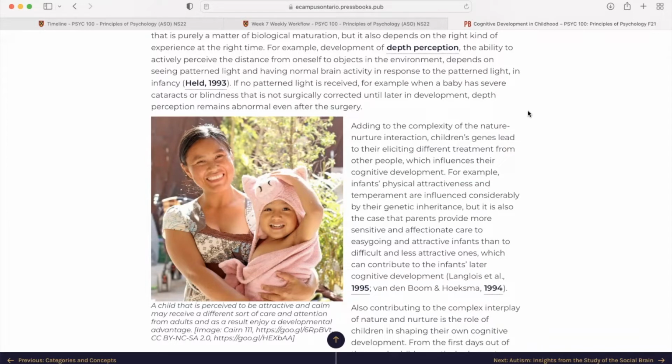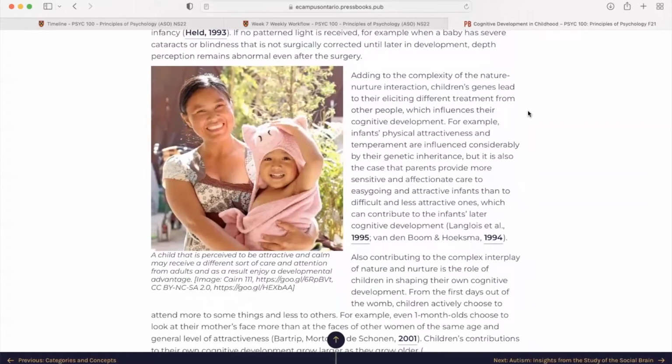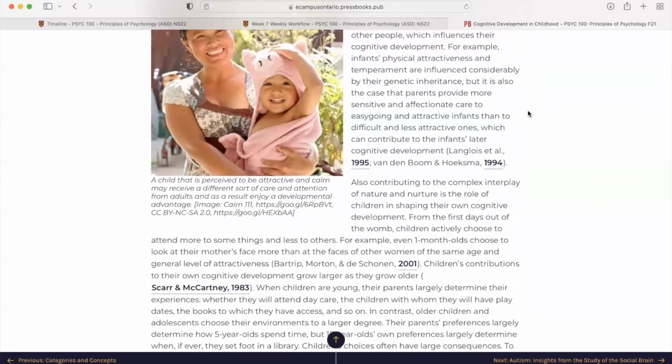Adding to the complexity of the nature nurture interaction, children's genes lead to their eliciting different treatment from other people, which influences their cognitive development. For example, infants' physical attractiveness and temperament are influenced considerably by their genetic inheritance. But it is also the case that parents provide more sensitive and affectionate care to easygoing and attractive infants than to difficult and less attractive ones, which can contribute to the infant's later cognitive development.